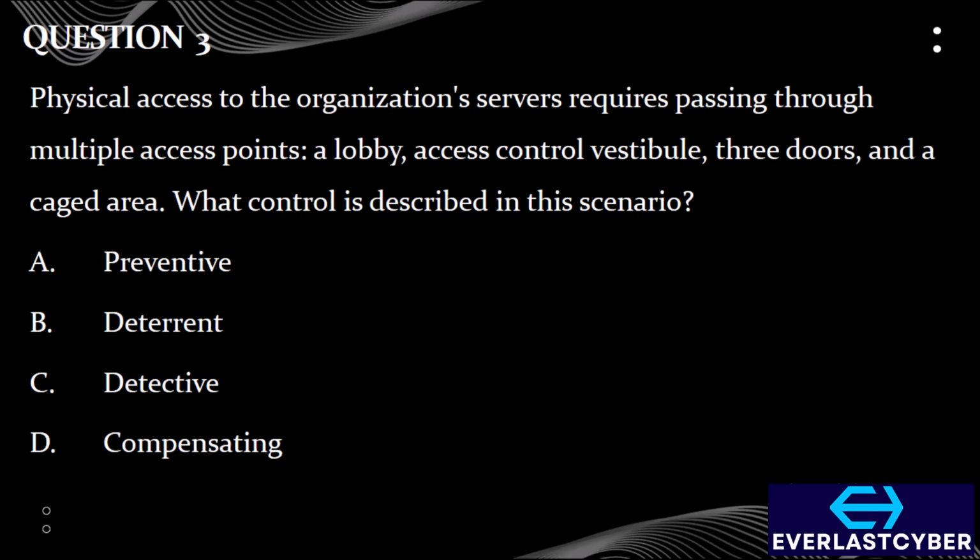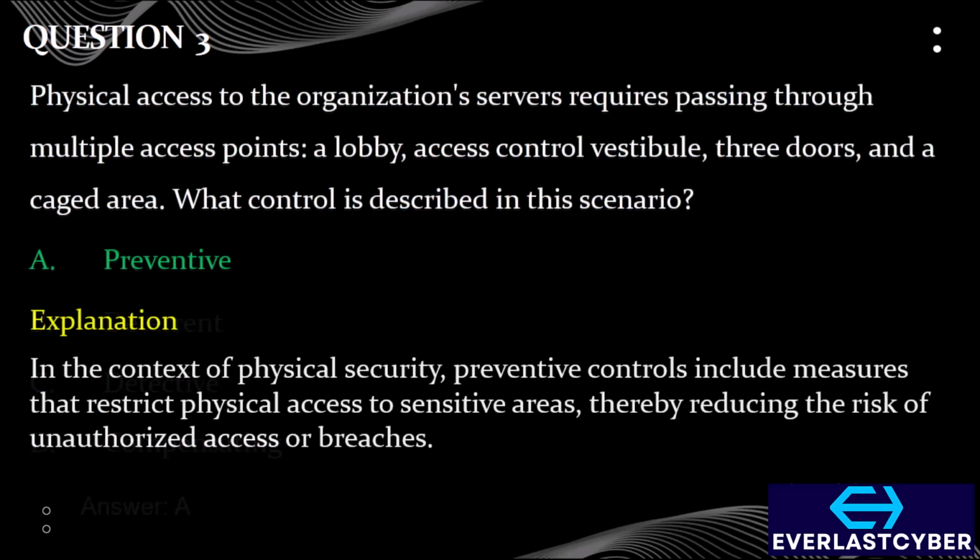So, in the scenario we have here, we have the lobby, we have the access control vestibule, we have 3 doors as well as a caged area. This is a preventive control because in the context of physical security, preventive controls include measures that restrict physical access to sensitive areas, thereby reducing the risk of unauthorized access or breaches. So that's why we're going with option A, preventive.